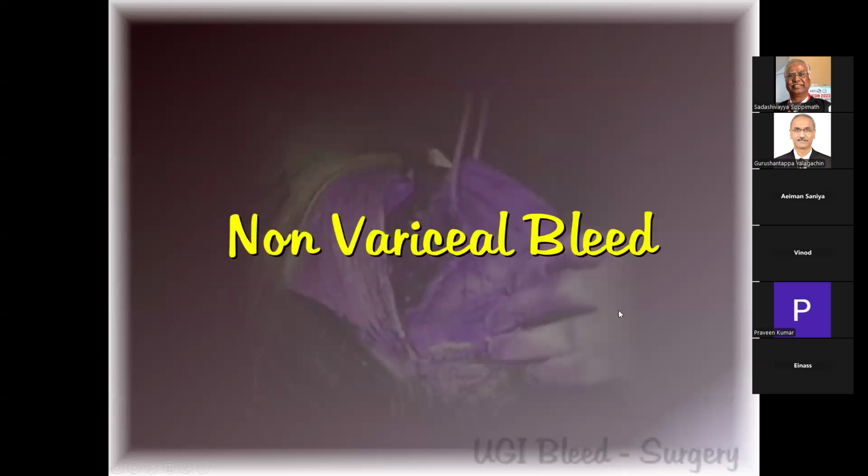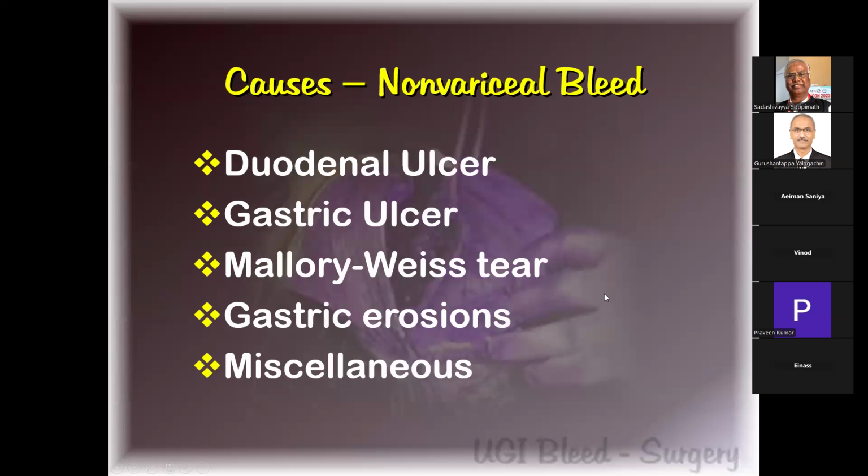operations. Non-variceal bleed, you have classically duodenal ulcer, gastric ulcer, maybe Mallory Weiss tear. I've never operated on one of these because they all settle down by themselves. Gastric erosions and some miscellaneous lesions that you may have. I'll show you one of the pictures, I've done a few of those, but I'll show you one of them. And the approach is completely different. Now, we have changed gaze. Remember, we are not in variceal bleed anymore.